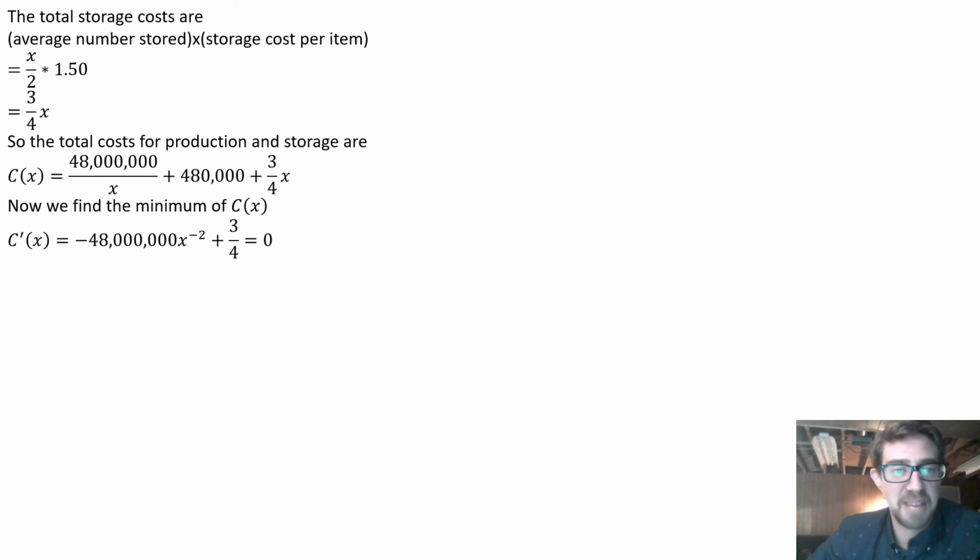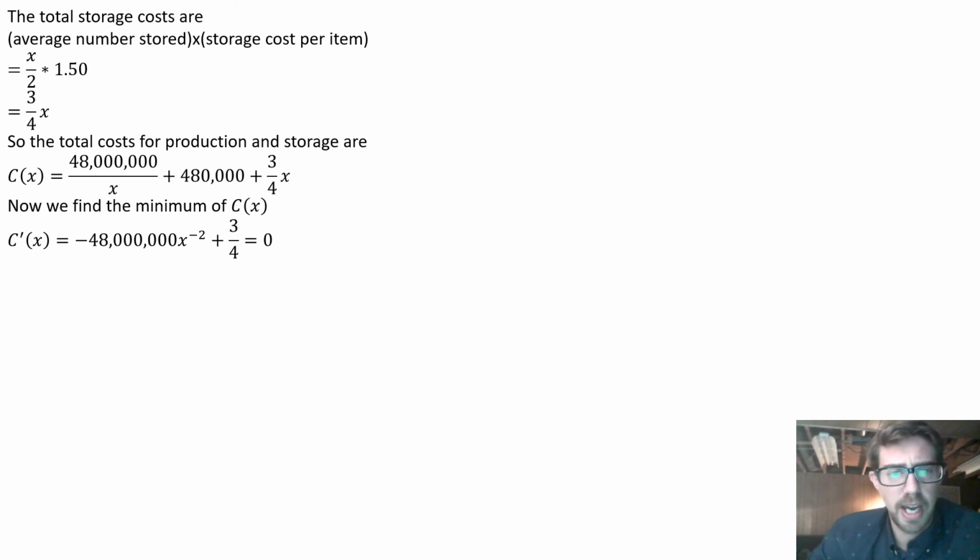So C prime is just, I kind of skipped a step. You'd write 48 million over x as 48 million x to the negative 1. So the derivative of that first term is negative 48 million x to the negative 2. The 480,000 went away. That was just a constant. And the derivative of 3/4 x is just 3/4. And we're seeing where, if anywhere, that equals 0.